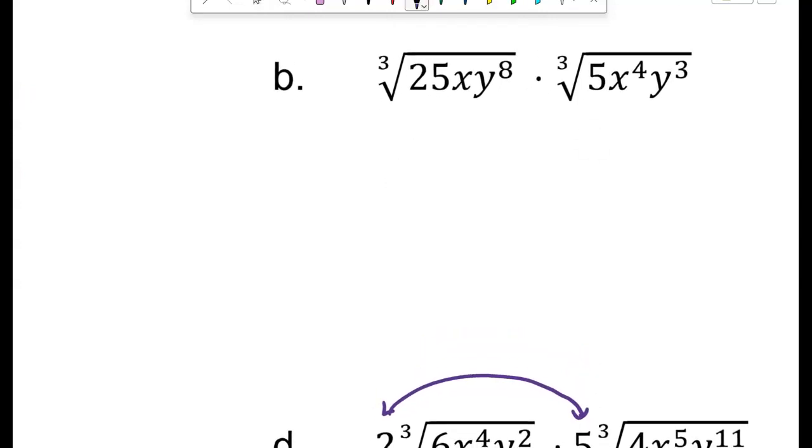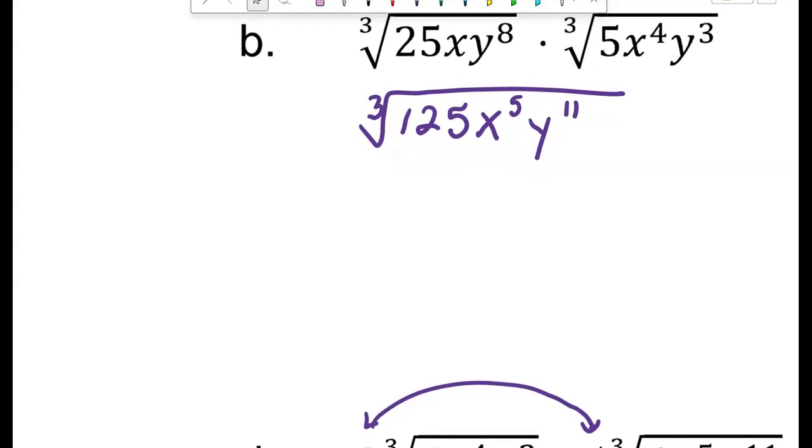Do I have any numbers out front that I have to multiply together that aren't understood to be 1 and 1? Okay, so let's multiply them together first. 25 times 5. X times x to the 4th, x to the 5th. Y to the 8th times y cubed is y to the what?